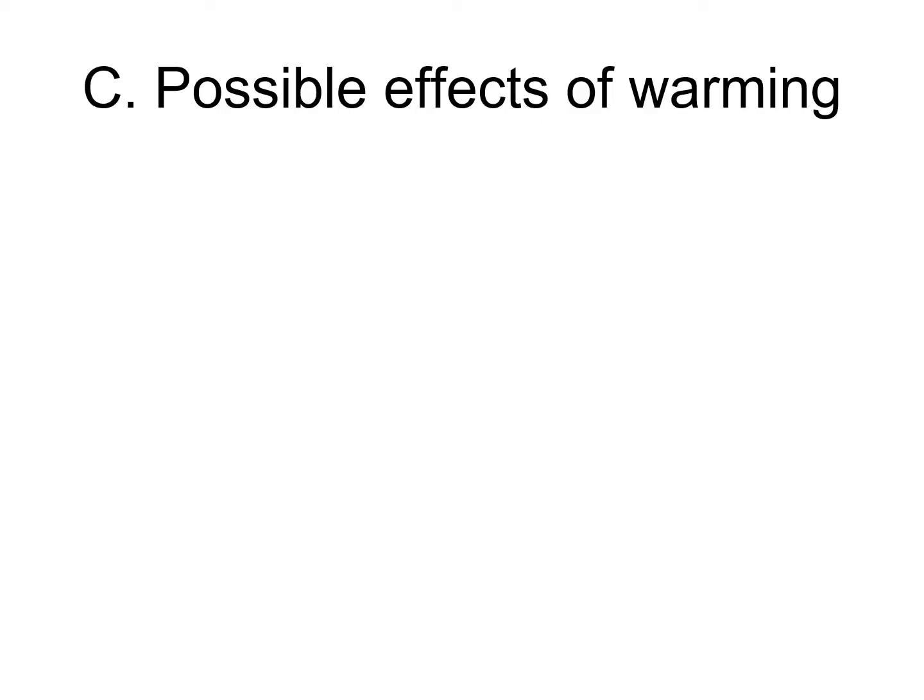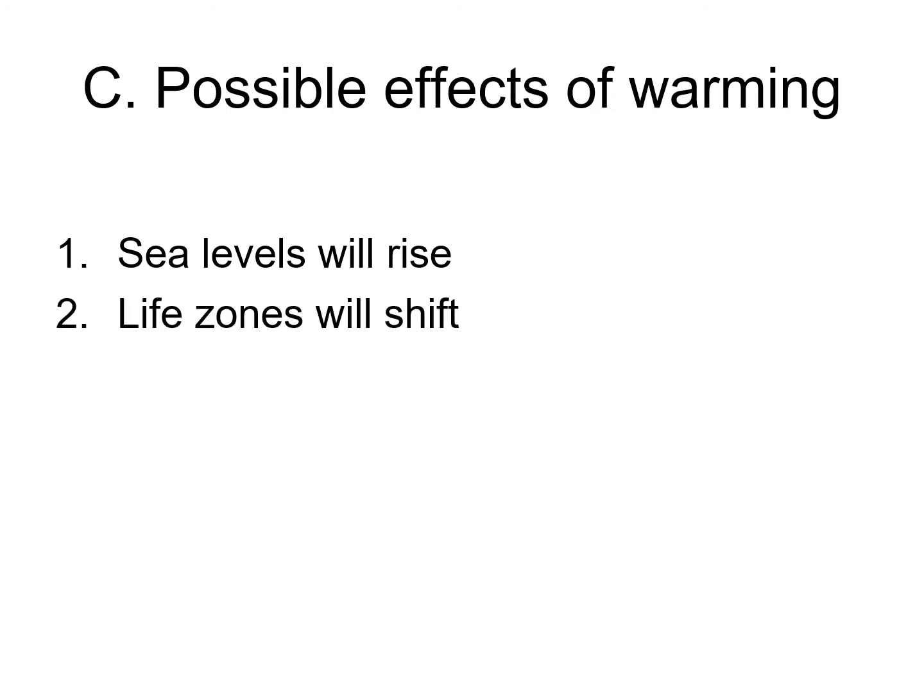For decades, climate scientists have relied on computer models to predict the possible effects of global warming. Today, we don't have to rely on those models. We can look out the window and see some of these effects playing out in real time. Sea level rise, it's happening. Not only do warmer oceans expand and occupy more space, but melting of polar ice contributes to the increase in sea level rise. Life zones will shift.